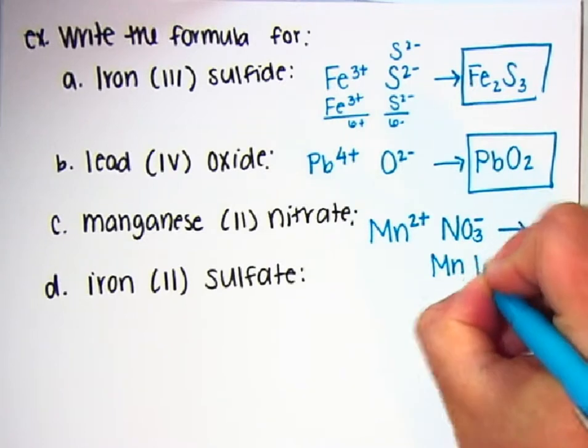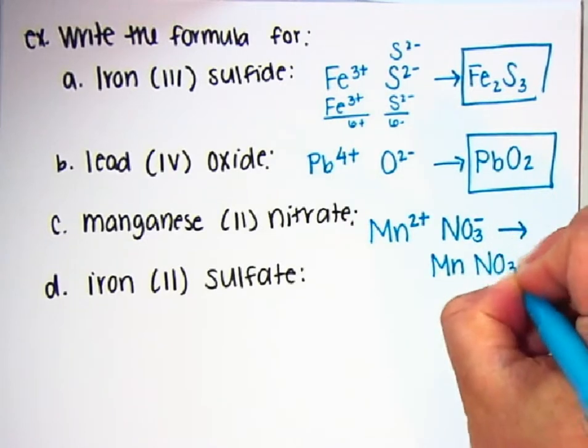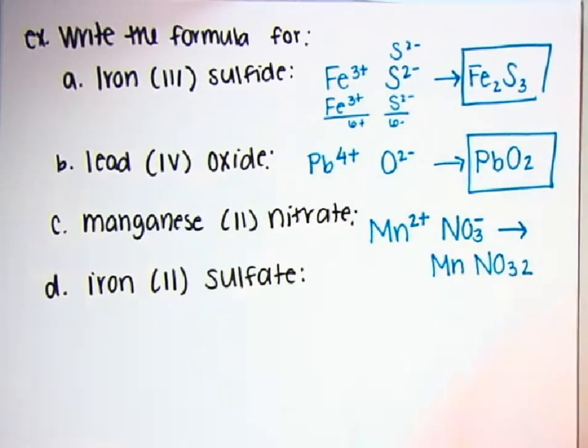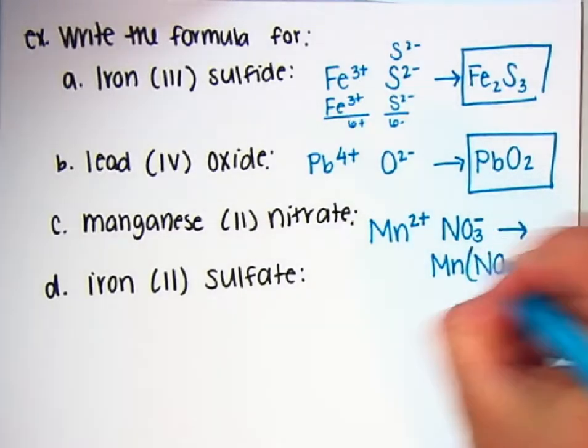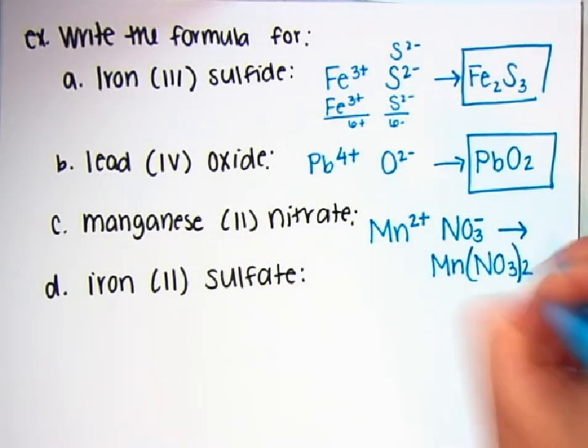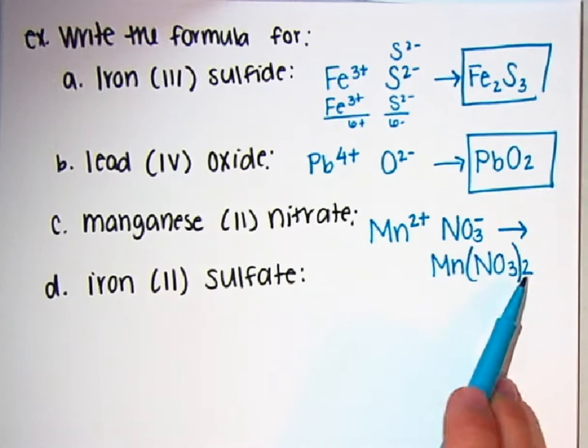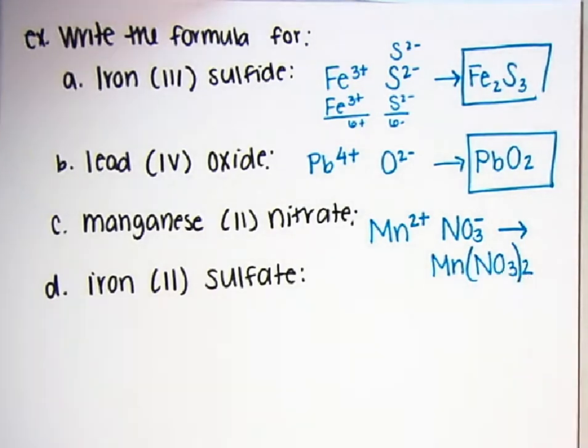And remember from last lesson, anytime you need more than 1 polyatomic ion, it has to go in parentheses. If not, it looks like I have 32 oxygens. So I'm going to put nitrate, NO3, in parentheses, and since I need 2 of them, that's going to go on the outside.